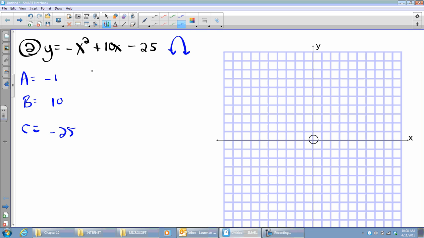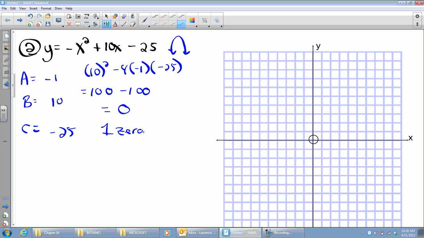All right, so I'm going to go looking for the discriminant, find out how many solutions there are going to be. And so I'm going to do b squared minus 4ac. So I'm going to do 10 squared minus 4 times -1 times -25. And I believe 10 squared is 100, and I believe this will come out to be -100. And so my discriminant is 0.